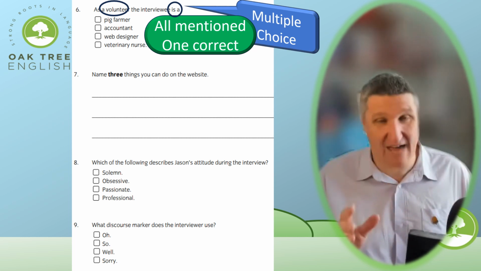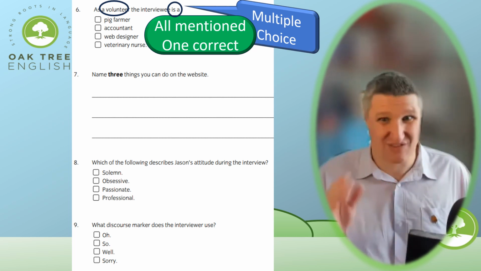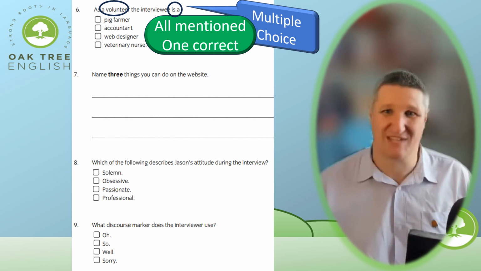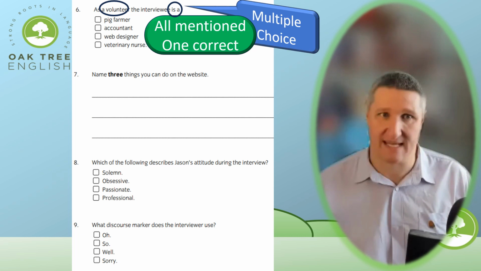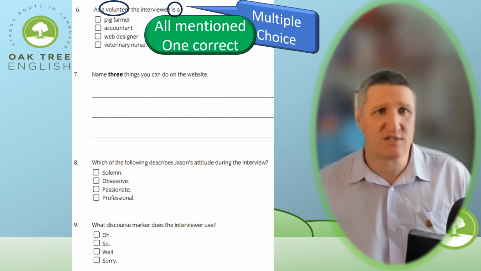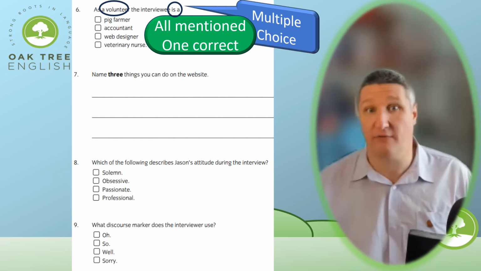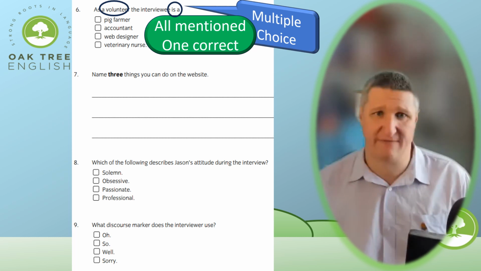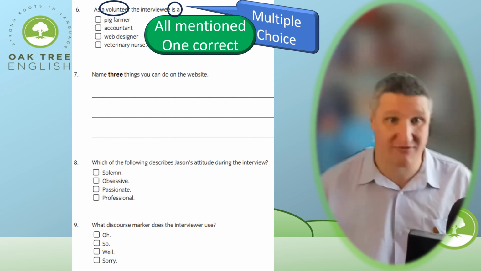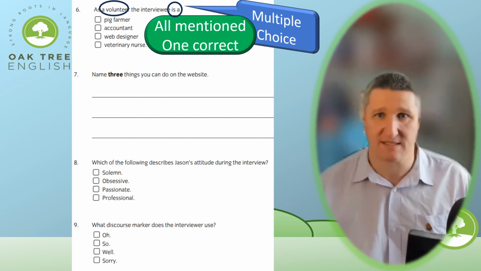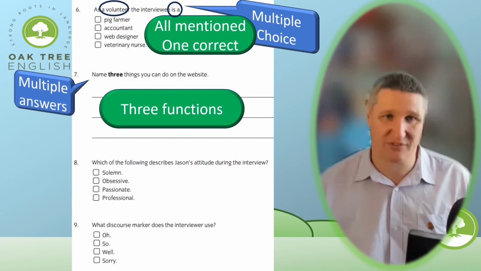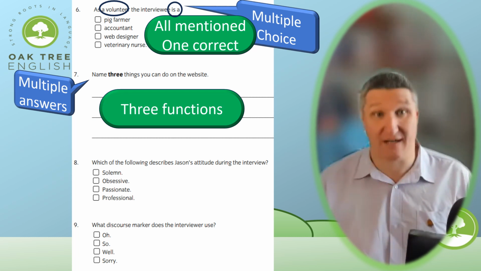Be really careful when you're reading the question that you understand exactly what you're listening for. Don't just skim over it. Take time, really understand it. Question 7 is an example of a multiple answers question. You're being asked to listen for 3 functions you can do on the website. Name 3 things you can do on the website. You really must get those 3 things, or you must put 3 answers down, because if you don't, you can't get the full marks.